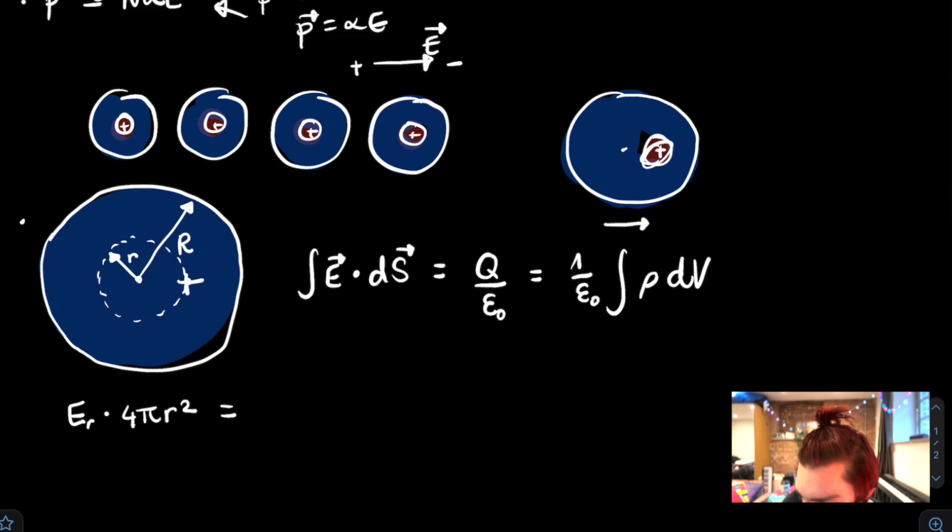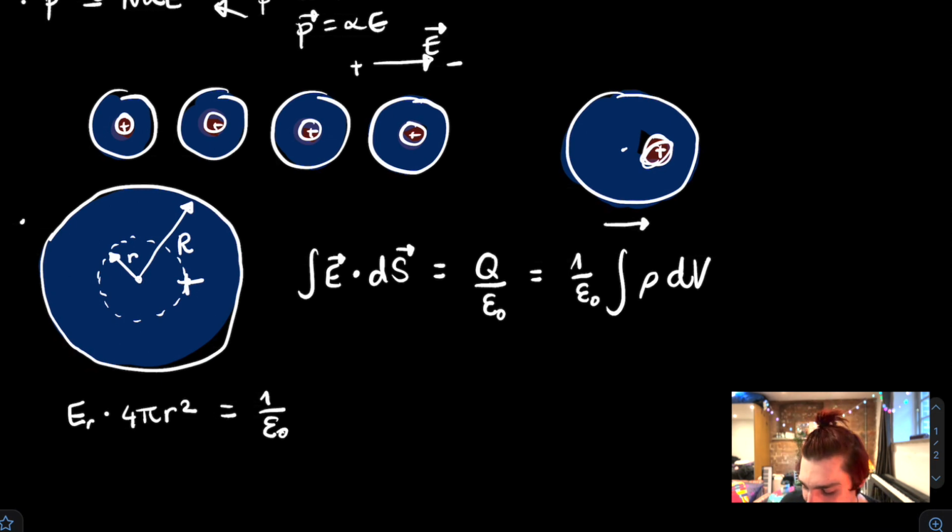And what are we going to get on the right-hand side? Well, we're going to get our 1 divided by epsilon naught. And similarly for the charge density, we're assuming a constant uniform charge density of this electron cloud. I mean, technically this isn't quite accurate because you are actually more likely to find an electron within certain parts of the atom than others, as quantum mechanics tells us. But for now, we're just going to pretend that's not a thing.